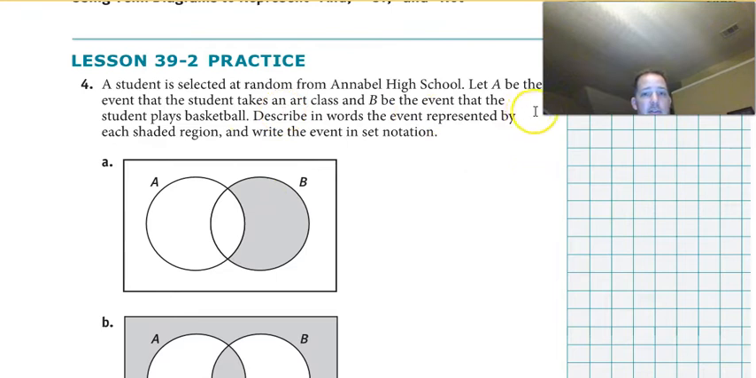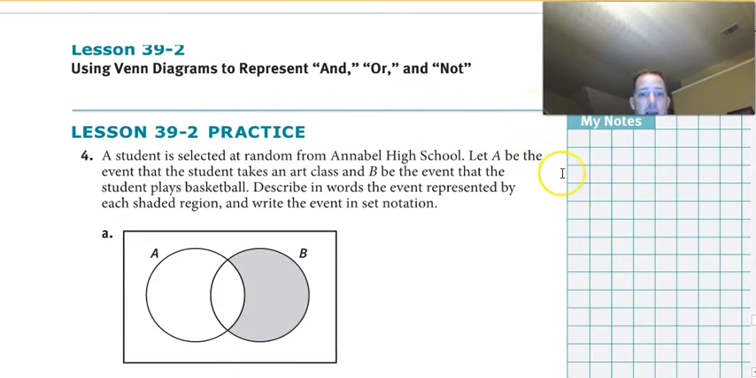4, students select a random one at a high school. A, be the event that the student takes an art class. B, they're in basketball. So art and basketball.